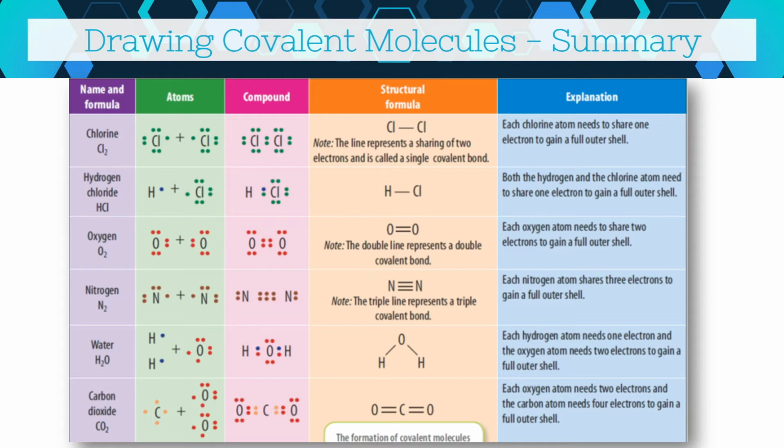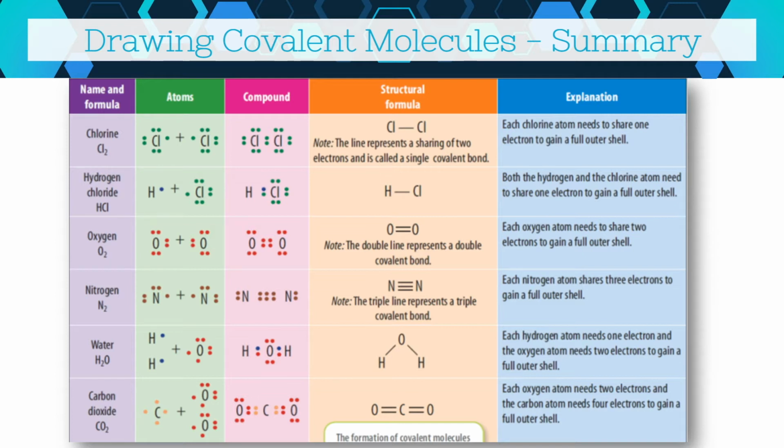Sort of a summary of this, so you can see here. We've got the name and formula on the left of a bunch of different compounds. It then looks at what the atoms are in terms of their dot diagrams, then how they form compounds. And this is really helpful because you've actually got different colors to show where all those electrons are coming from. Then in our orange column, it's looking at the structural formula. So you can see there chlorine has a single bond. It's just sharing one pair of electrons, so it's just got one line. Hydrochloric acid, again, is sharing one pair of electrons, so it just has one line.